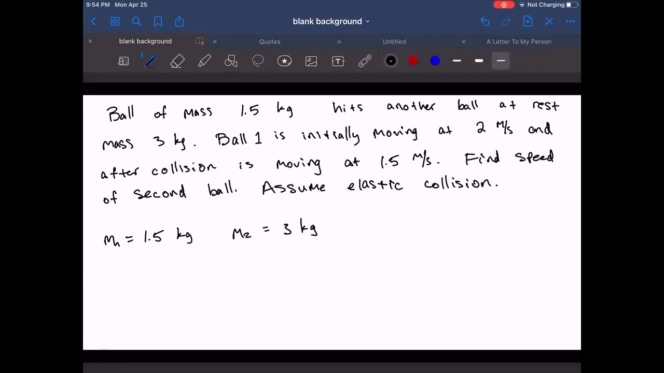Okay, so the initial velocity of the first ball is 2 meters per second. I agree. What should I write down right now? You're 100% right. How do you write it down? You should write that V1 equals 2 meters per second.